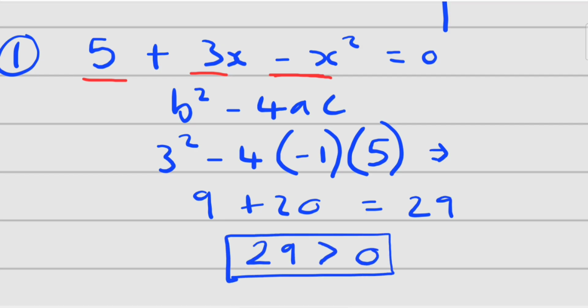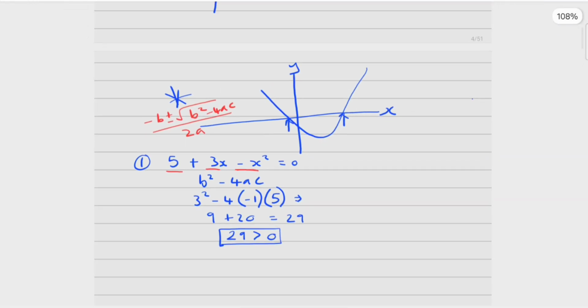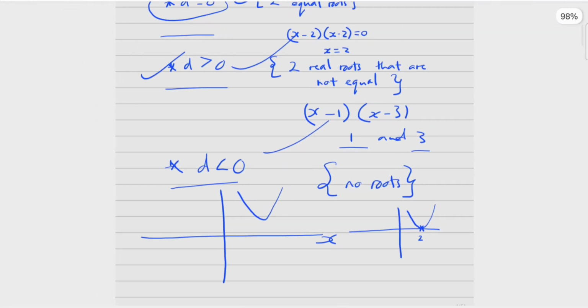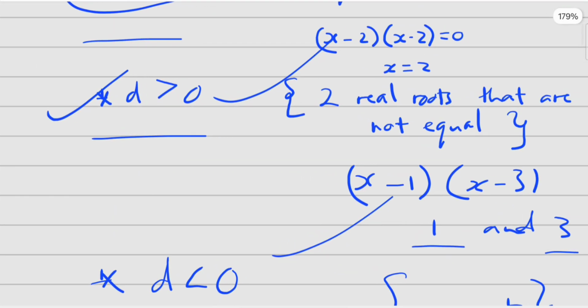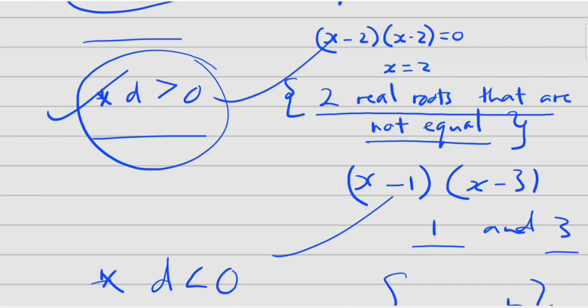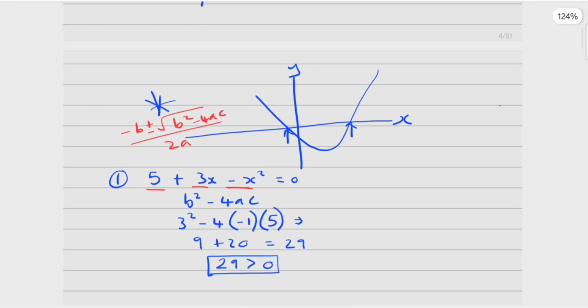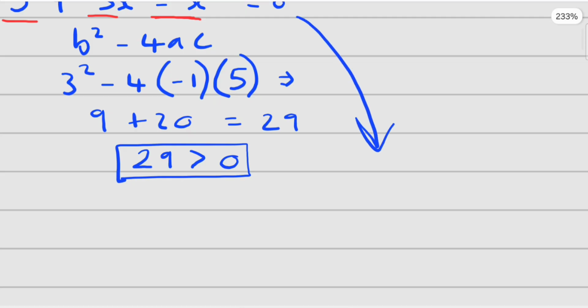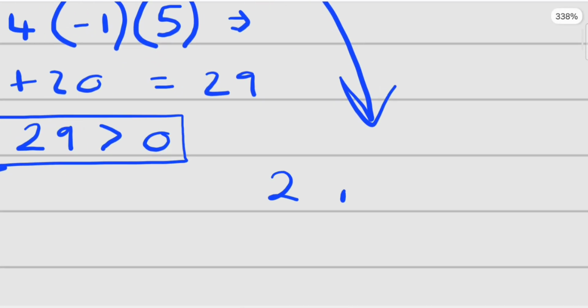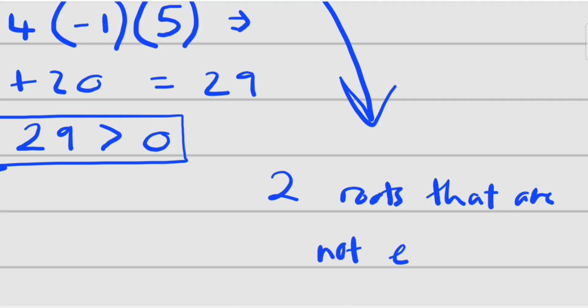So now from what we've discussed here, if the discriminant is greater than 0, right, we have two roots that are not equal, right? Therefore we can conclude here that for this quadratic equation we have two roots that are not equal, right?